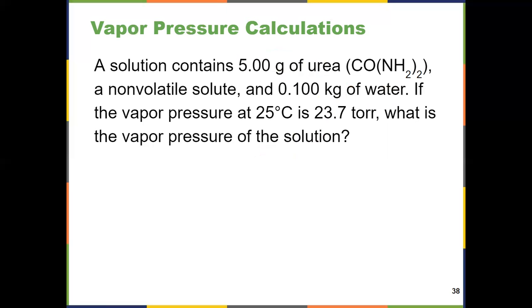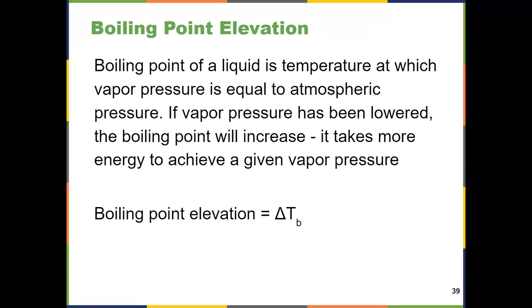Any questions on that? You can post on Blackboard, send me an email, or again, we can look at that in the review session. More practice problems to come, rather. So vapor pressure lowering, colligative property number 1. Number 2 is boiling point elevation.